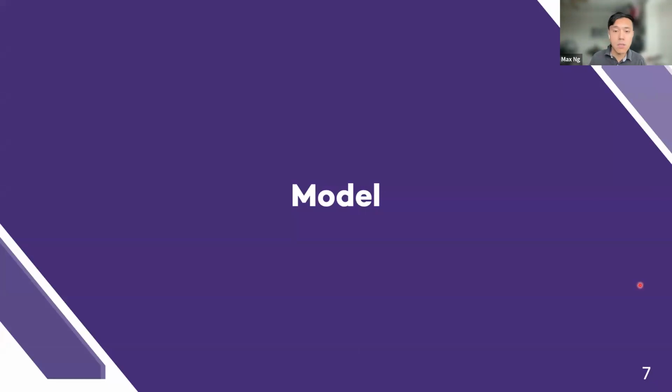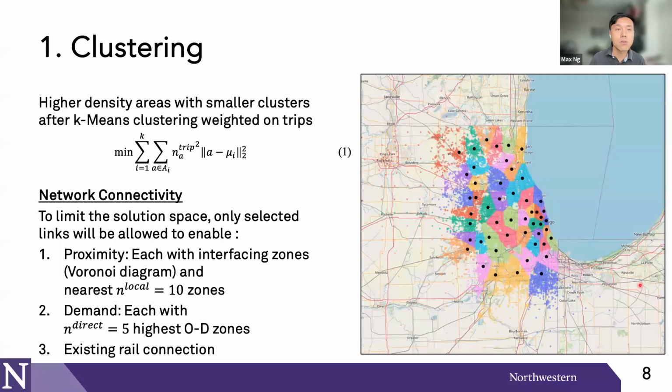So let's look into the mathematics of the model. The first step is clustering, and we use k-means clustering weighted on the number of trips in each zone. That means if a zone has higher density or a higher number of trips, it will be assigned smaller clusters. For example, you can see this small zone here is the Chicago Loop, which is the CBD. So it is assigned smaller zones to represent its significance in the whole network.